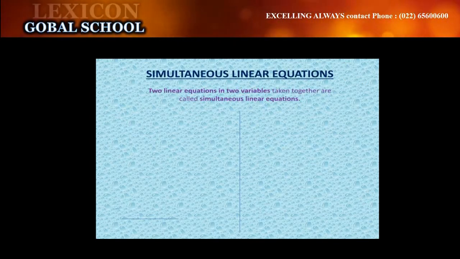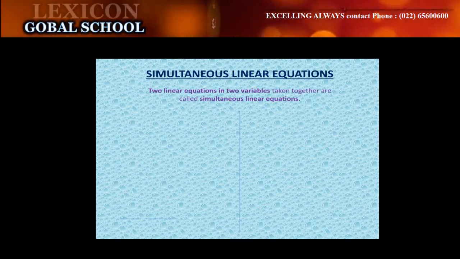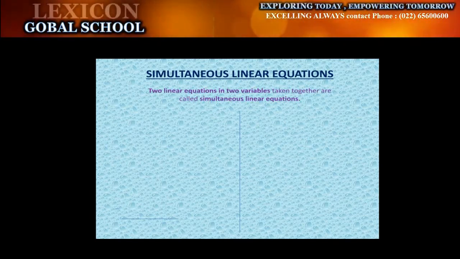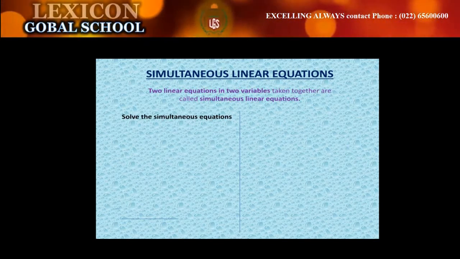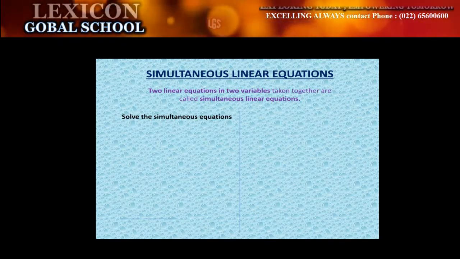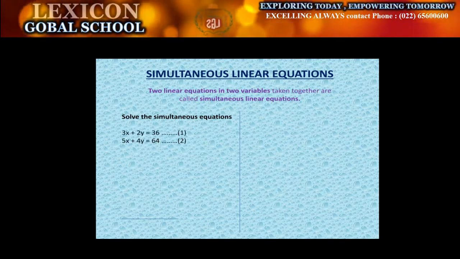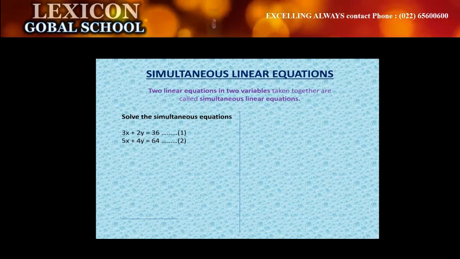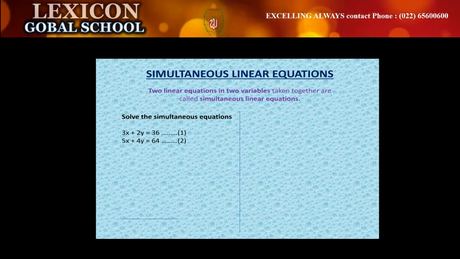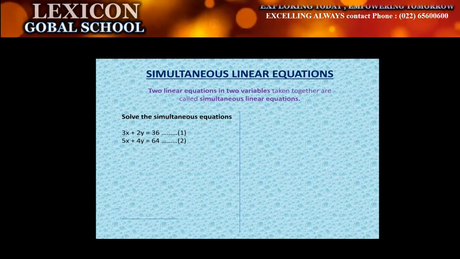Let us understand what is simultaneous linear equations. Two linear equations in two variables taken together are called simultaneous linear equation. Let us solve one example. 3x plus 2y is equal to 36, which is equation number 1. 5x plus 4y is equal to 64, which is my equation number 2.